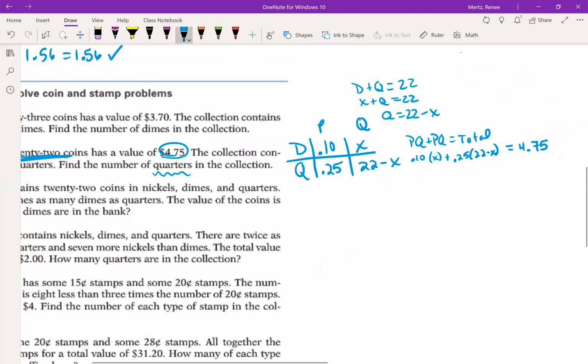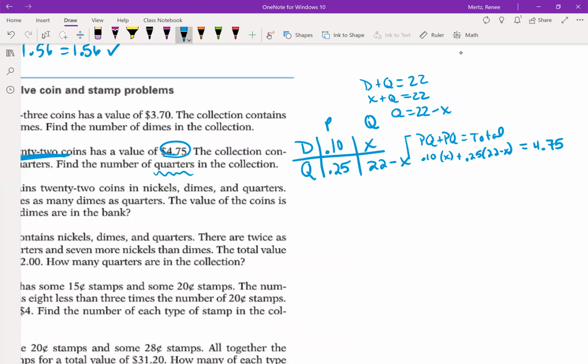So when we're making our box here, we're starring the quarters. So we have 0.10x plus 25 cents times 22 is 450, I believe. No, 550. Sorry, sometimes I shouldn't do math without a calculator. Minus 0.25x equals 4.75. Hopefully I'm not messing this up, but I got negative 0.15x. When I subtract 5.50 over here, I have negative 0.75.